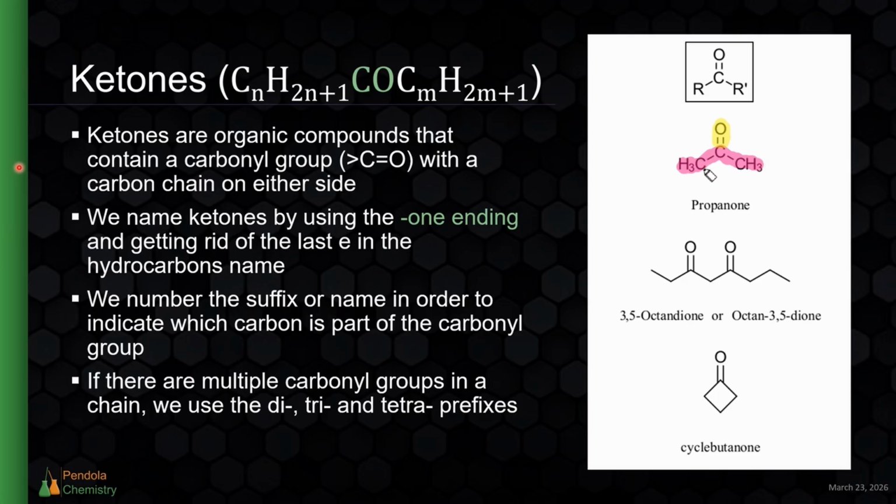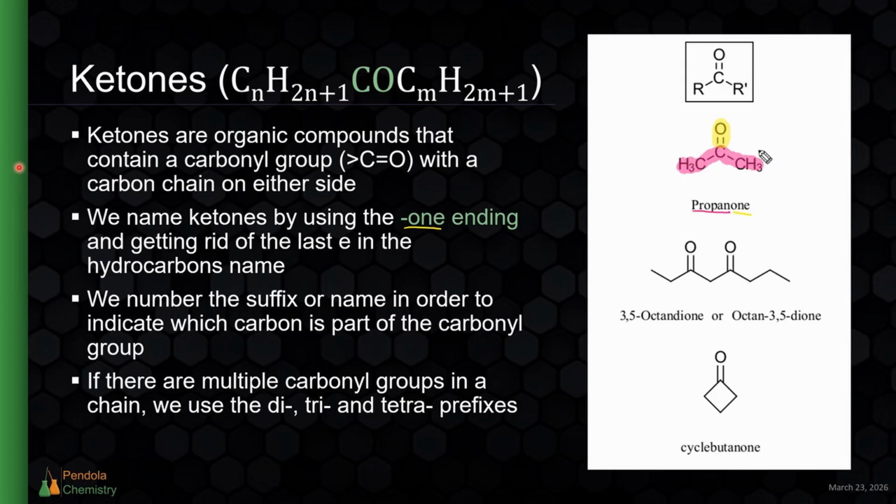So we see this as a 3-carbon chain, which will give us that prop root, prop-an, because they're all single bonded, and then we number where that double bond is. And we're going to use the ending -one for ketones. So this will be propanone because it's a ketone.